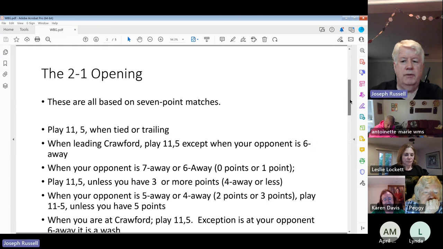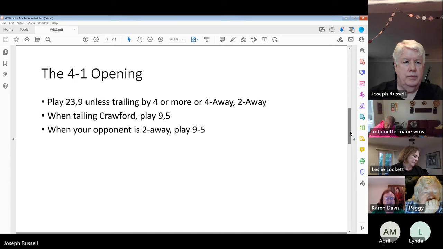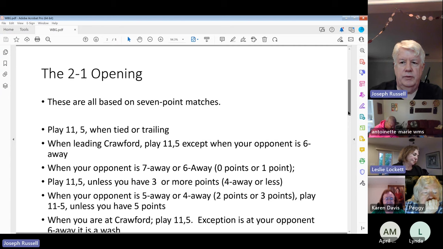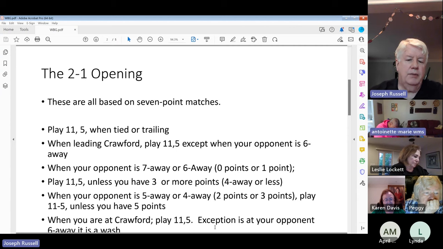Okay. When you were at Crawford, trying to move this down. When you're at Crawford, play 11-5. There's one exception, but when things are a wash, basically a wash or 0.01, if you can have one rule that you follow, it's better to follow that rule so you don't get confused. Basically, when you're at Crawford, play 11-5.